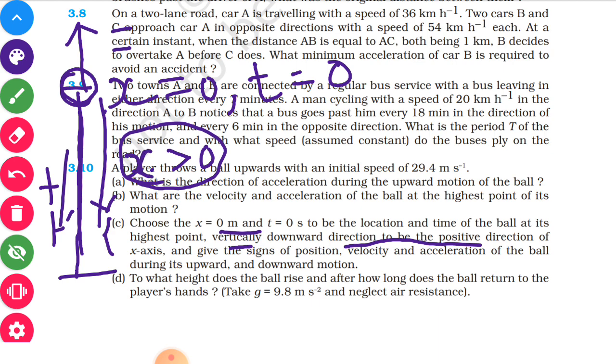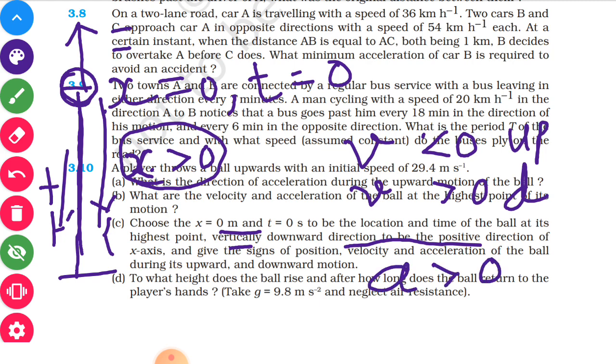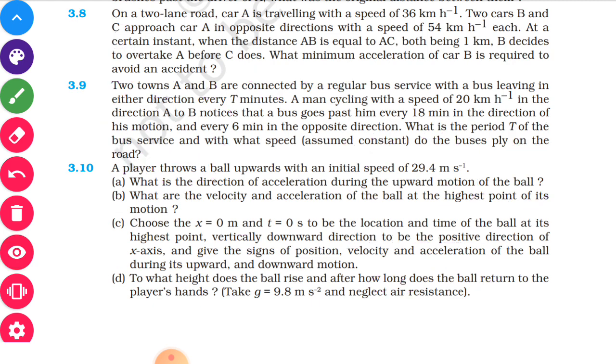Okay, now velocity is less than 0 for upward direction, and velocity is greater than 0, okay, that is for the downward direction. So velocity is less than 0 for the upward direction, because it is moving in negative direction. Velocity is greater than 0 when it is moving in the downward direction, and acceleration is always greater than 0. Okay, now the fourth part is given, which is calculative part.